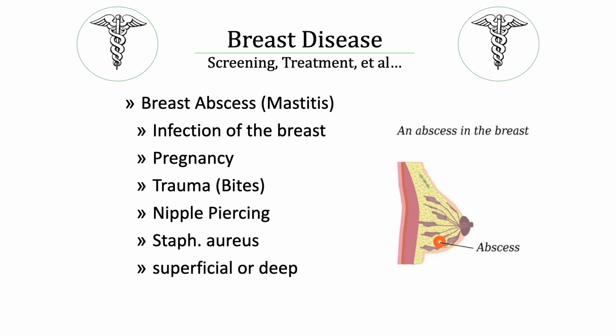A breast abscess is treated a little different than a regular abscess anywhere else in the body. Now, part of that is because of where it is. Risk factors for breast abscesses: pregnancy, bites, whether it's dogs, cats, or babies, or humans, and nipple piercings. Usually caused by Staph aureus.